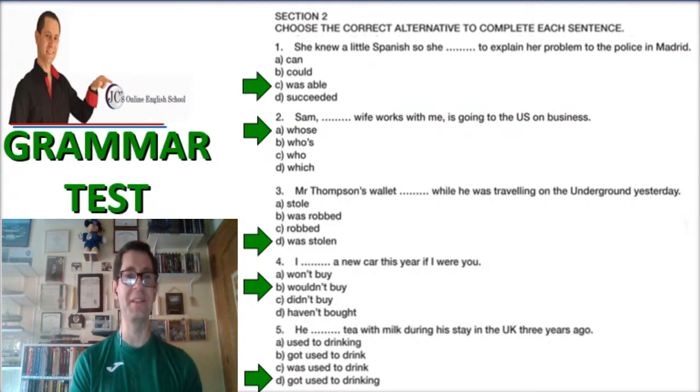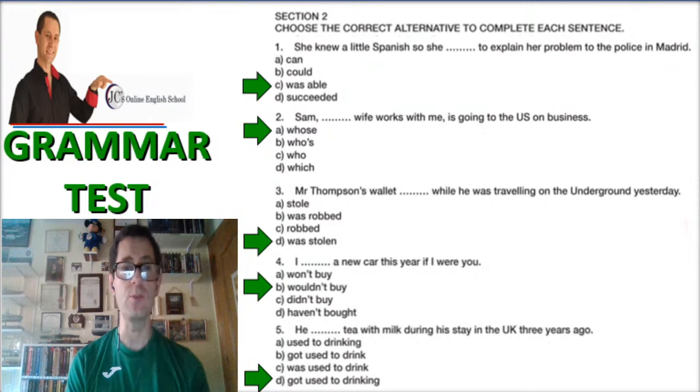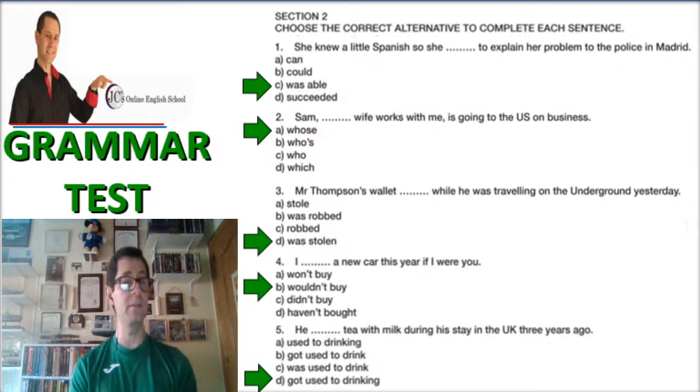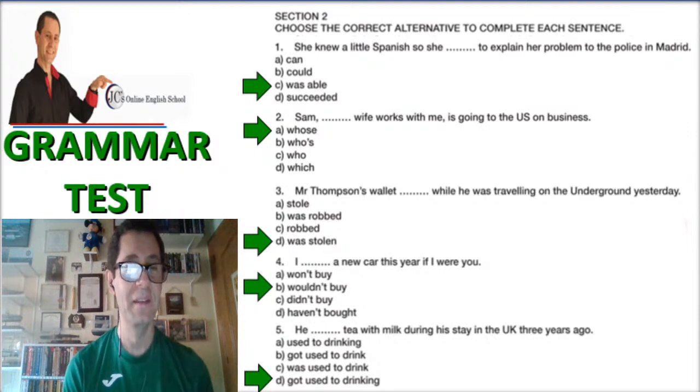So number one, she knew a little Spanish, so she was able to explain her problem to the police in Madrid. Number two, Sam, whose wife works with me, that's a relative clause, by the way, remember? So Sam, whose wife works with me, is going to the US on business. Number three, Mr. Thompson's wallet was stolen while he was traveling on the underground yesterday. Number four, I want to buy a new car this year if I were you. Yeah, it's not the best year to buy a new car, honestly.